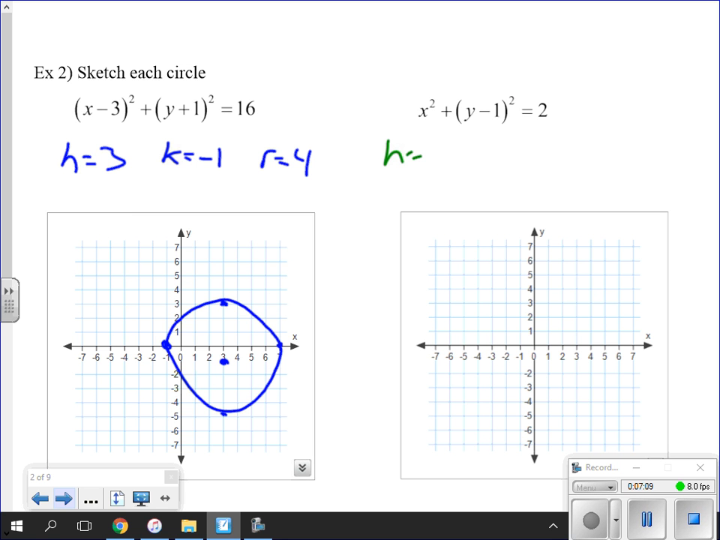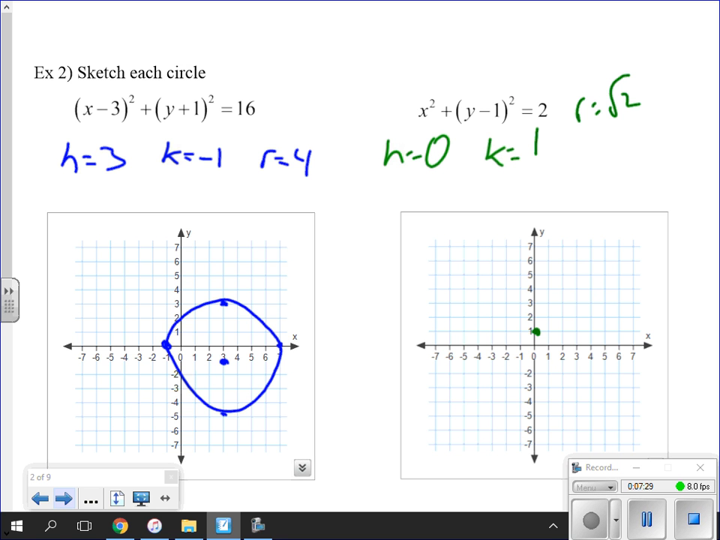Okay, what's my h on this one? 0, because I have x squared, so it's x minus 0 squared, so it's 0 here. My k is 1, so I have 0, 1. And my r is what? Square root of 2.